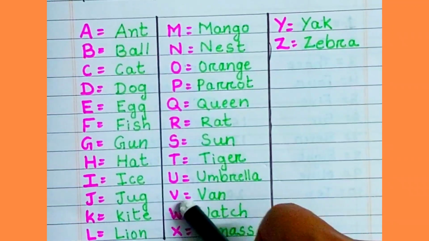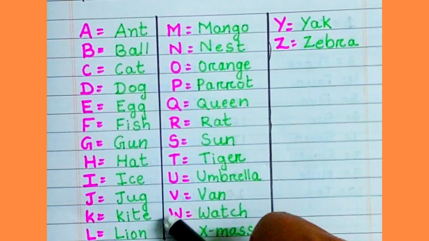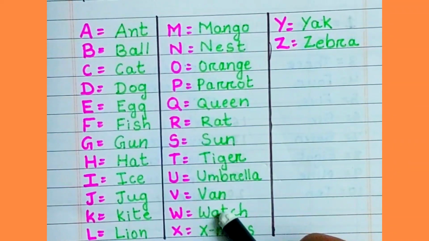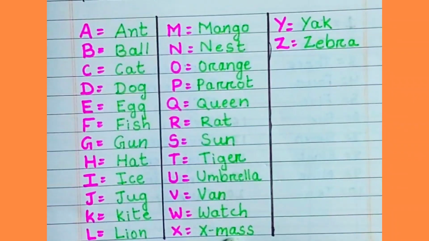V for van, V A N van. W for watch, W A T C H watch. X for Xmas, X M A S S Xmas.